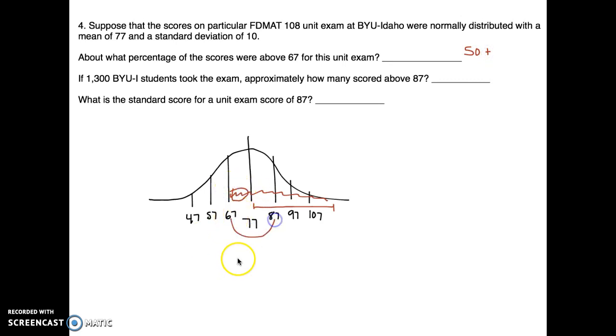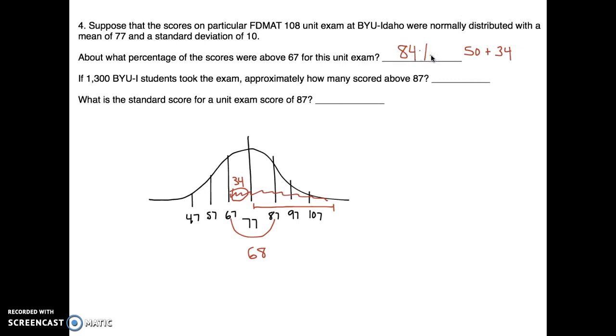Well, we know within 1 standard deviation is 68%. So if we cut that in half, that gives us 34 here. So 50 plus 34 will give us 84%.